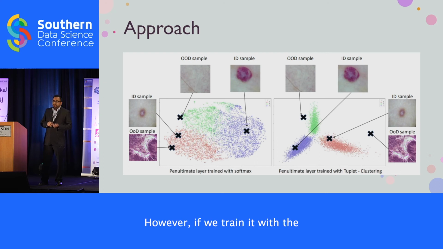So ID samples and OOD samples are present both in the red cluster as well as the purple cluster. However, if we train with the tuplet loss, the one I discussed in the last slide, you can see a very nice separation of in-distribution and out-of-distribution examples. In-distribution is all within that cluster, and out-of-distribution are very far away, some isolated points, which you can very easily vet visually and see these are the outliers. In the previous case, you cannot discern the difference between in-distribution and out-of-distribution after doing the clustering.